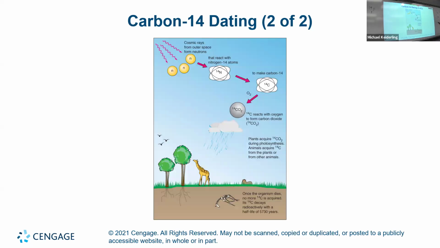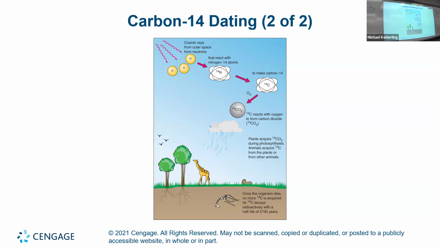But yes, cosmic rays from outer space and the sun and stuff form neutrons. They react with nitrogen-14 atoms to make carbon-14. The carbon-14 reacts with oxygen to form carbon dioxide. Plants acquire the carbon dioxide during photosynthesis. The plants are then eaten by living things. And when the organism dies, no more carbon-14 is acquired. And the carbon-14 decays radioactively with a half-life of 5,730 years.